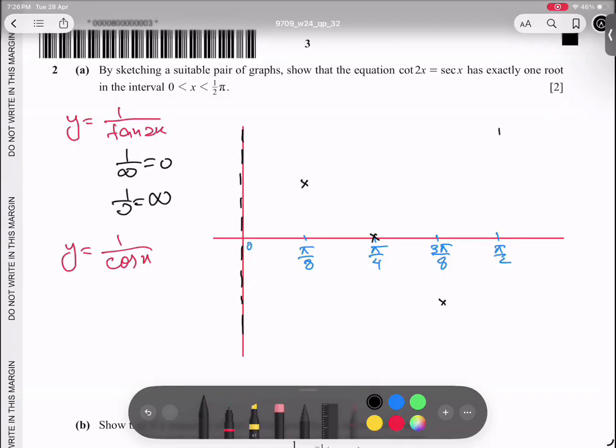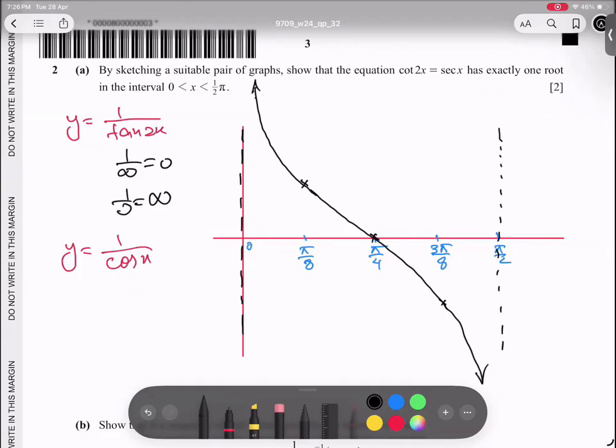Again, at pi by 2, we have this kind of graph. So basically, the graph is coming from the top. Look, I will do it again for you. This graph comes from here and goes this way. I hope this part is clear.